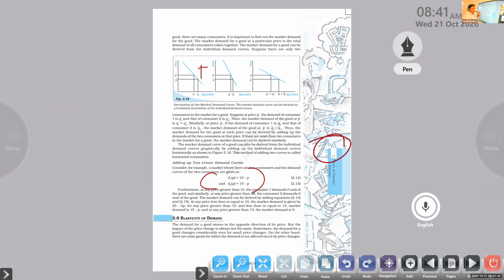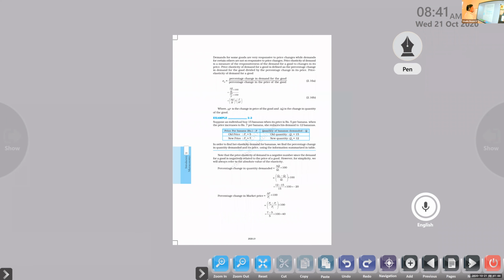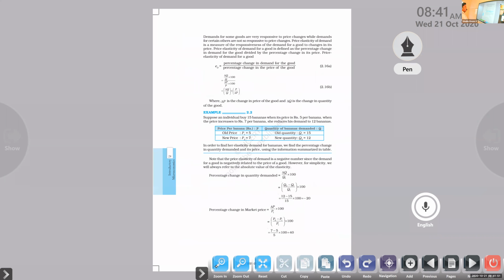Not only one consumer but almost all the consumers are demanding that particular product for a fixed price. So, elasticity of demand, we already discussed that. Demand for some goods is very responsive. On page number 28, demand for some goods is very responsive to price changes, while demand for certain others is not so responsive to price change.